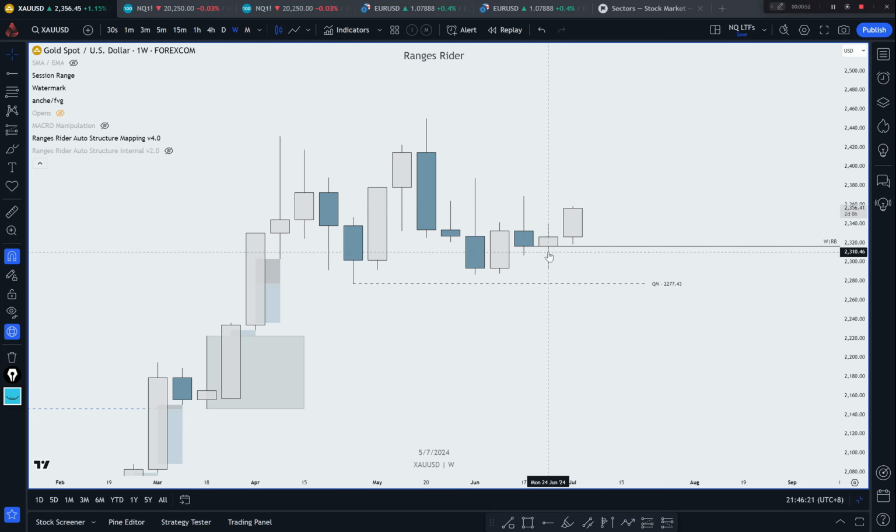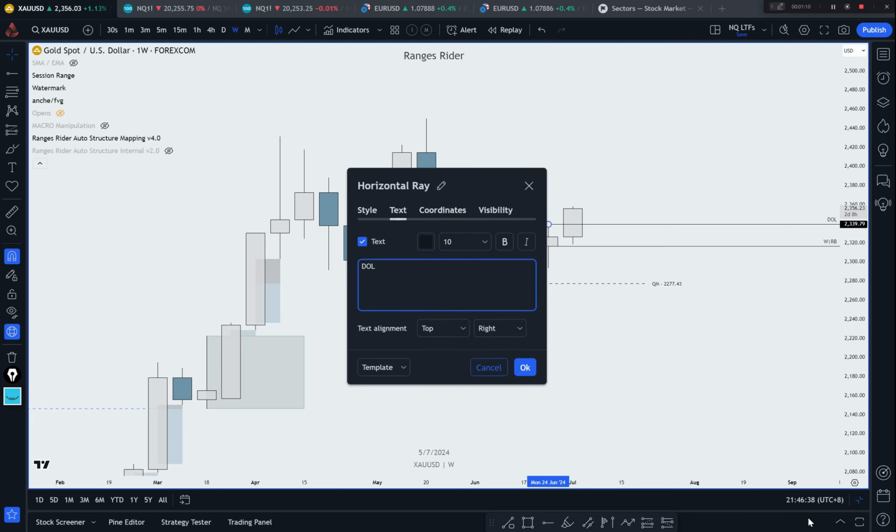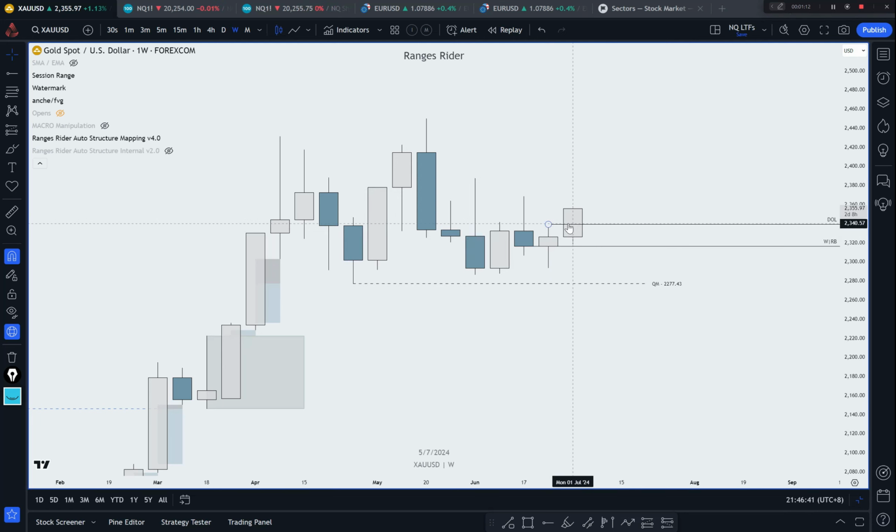Why? Because this was the low and the price came down and closed higher. So actually this is the draw on liquidity. This one, the first target, the draw on liquidity. And then you have this one, the draw on liquidity. So these are two immediate targets. And then I don't see anything on the weekly time frame. Let's go and check on the daily time frame.